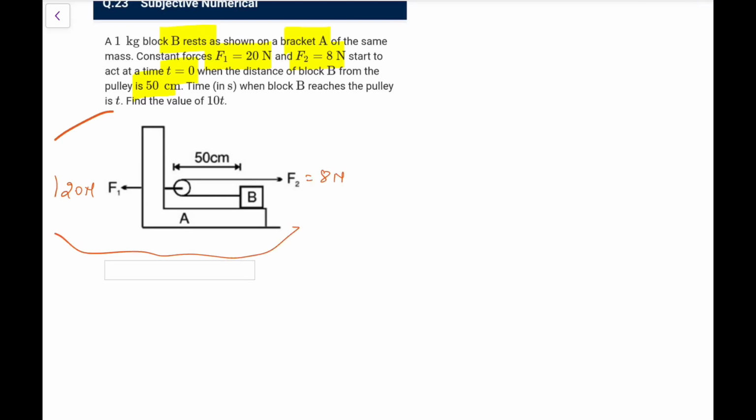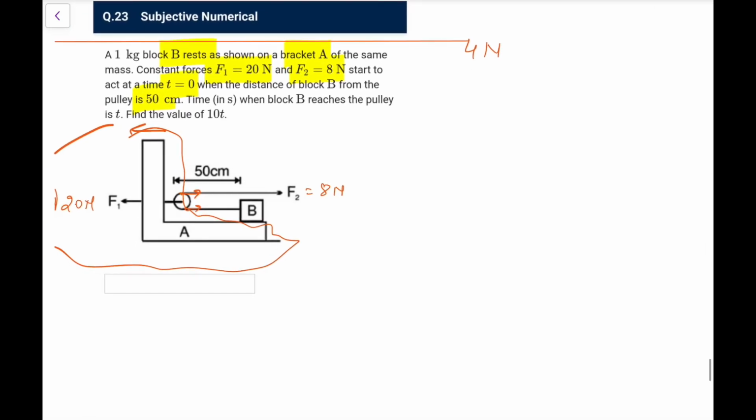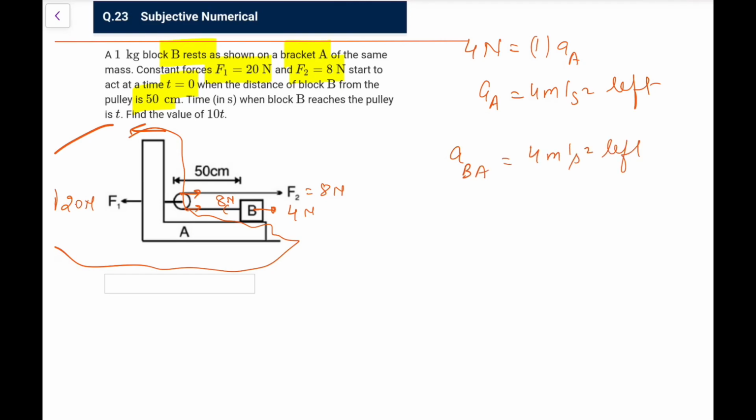If I look only at this part, this would be F2. So the net force on this part would be 20 minus 16, that is 4 Newton. This 4 Newton would be equal to 1 into a of A. So the acceleration of A comes out as 4 meter per second square towards left. Now in the frame of A, if I look at B, there would be a pseudo force I can apply, that is 4 Newton, and this is 8 Newton. So a of B with respect to A would be 4 meter per second square again towards left.